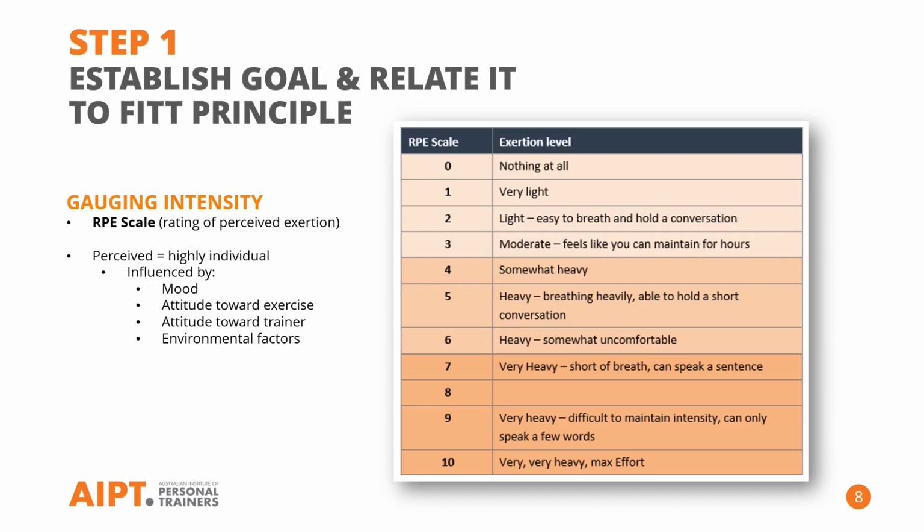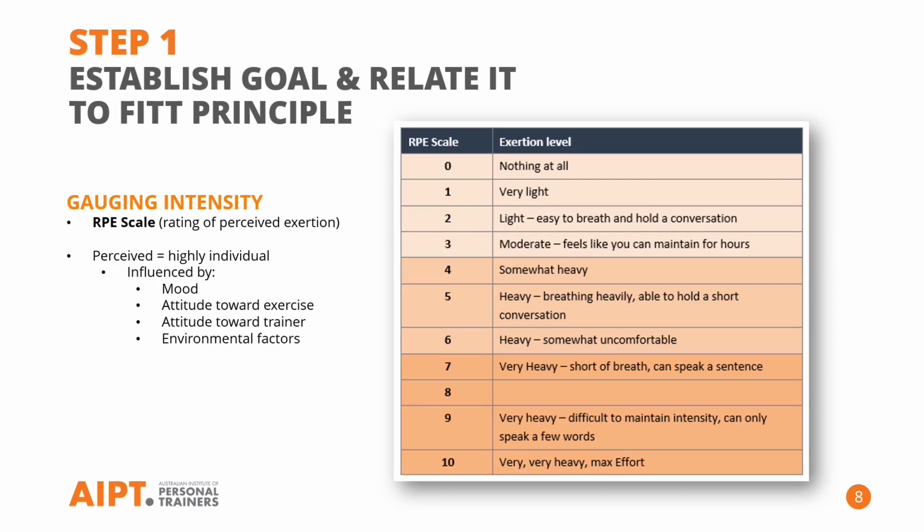So the key word in this scale is perceived exertion. It's not necessarily exactly how hard they're working, because their perception of an exercise or movement is very individualized, and it's very much influenced by a large number of factors. For example, their mood. If they're in a bad mood, they might give you a higher RPE number than they would otherwise if they were in a good mood.